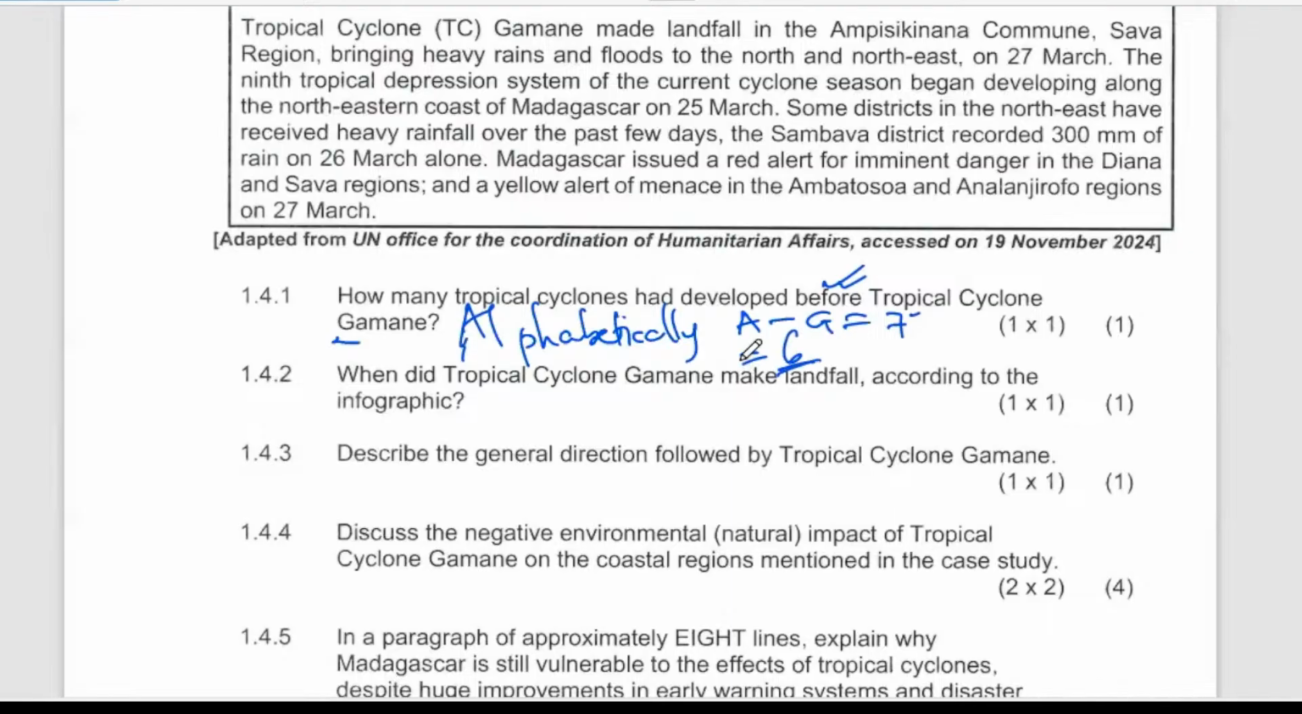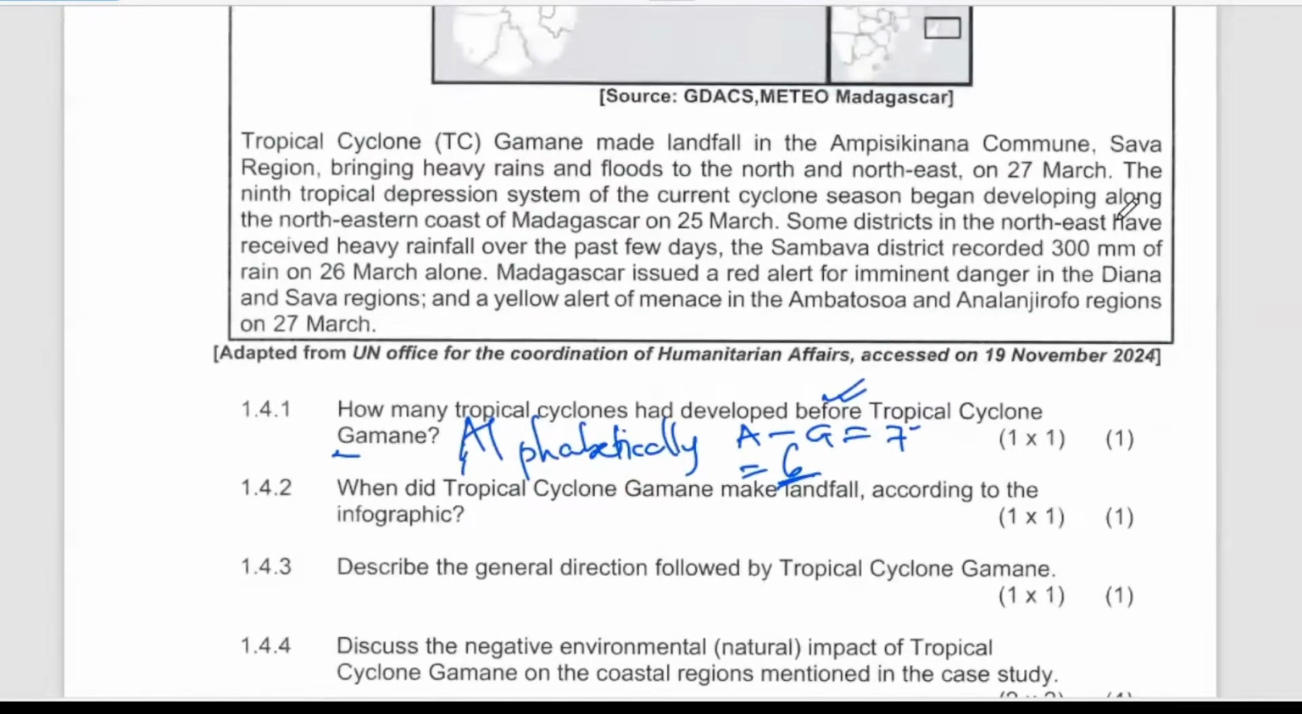Right. When did tropical cyclone Khamani make a landfall? According to the infographic, we find it here. Tropical Khamani made a landfall in that area, bringing heavy rainfall and floods on 27 March. According to the infographic map information, it made a landfall on the 27th of March.